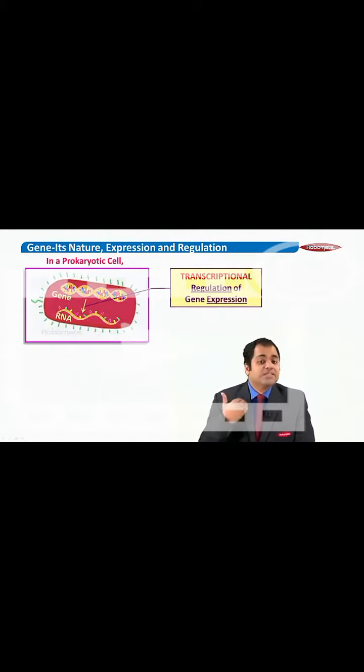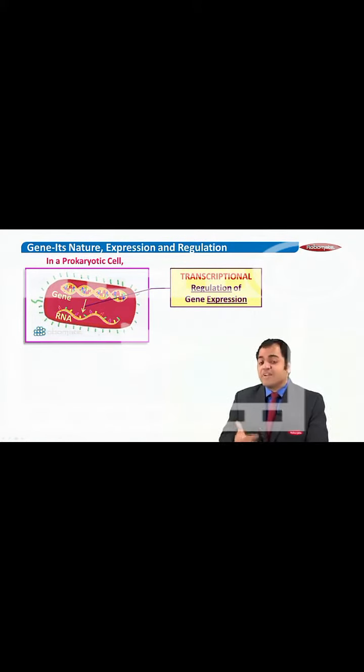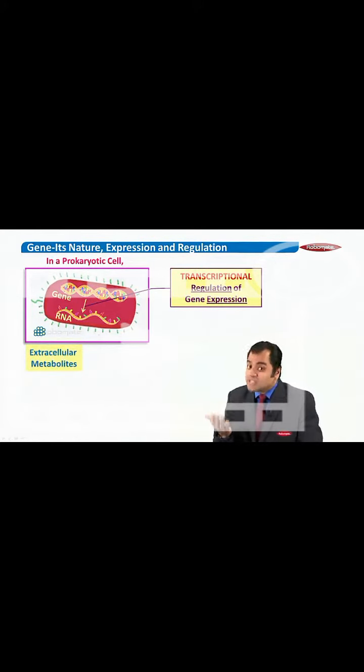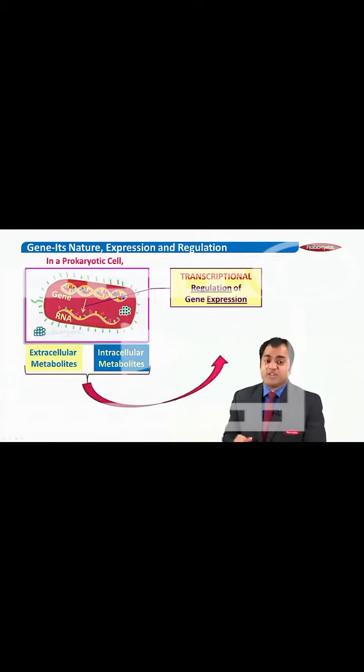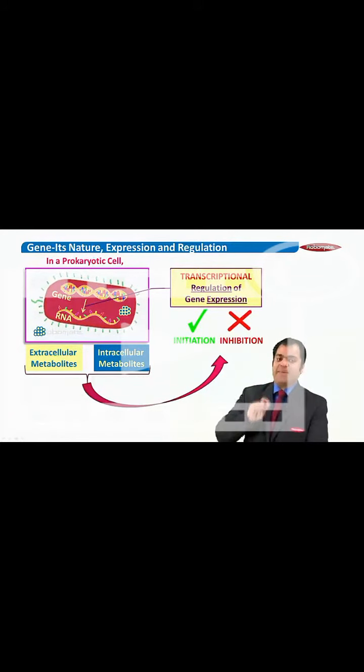Now remember, the regulation can be controlled by several metabolites which could be found either outside the prokaryotic cell, so these are called as extracellular metabolites, or they could be found within the prokaryotic cell, therefore they are called as intracellular metabolites. Now both these type of metabolites will help in regulating the gene expression either by initiating it or by inhibiting it. You got that right. Is that okay? So extracellular metabolites or intracellular metabolites regulate gene expression by initiation or by inhibition.